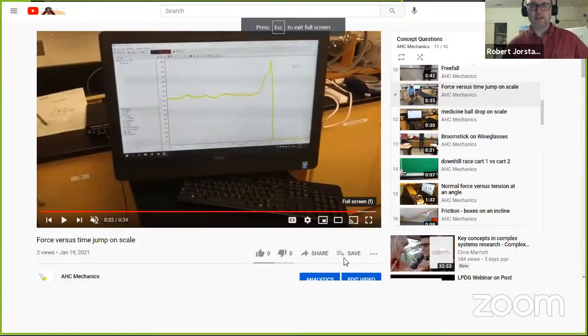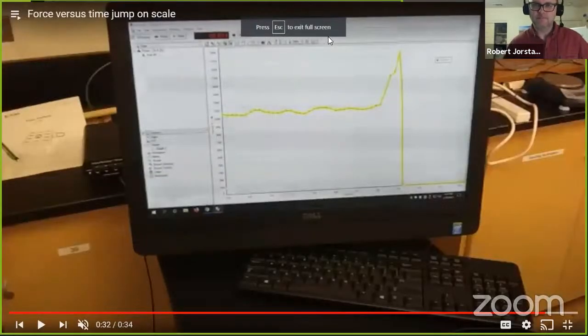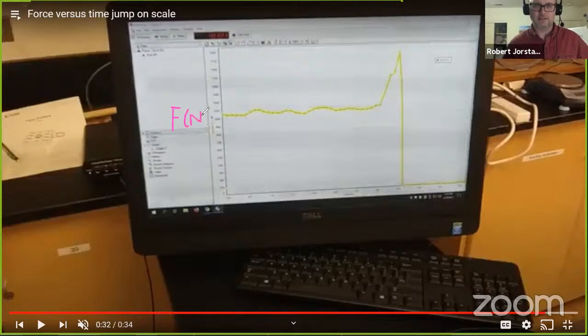All right. So again, this is force in newtons on this axis. The vertical axis is the force. The horizontal axis is the time in seconds. We see here, this is me trying to remain motionless. And then I jump off the scale. I need more force than my weight. So this is about 1,000 newtons, if you will. Something like that. I think it's maybe 1,100 newtons.